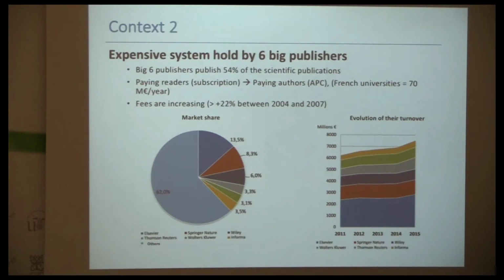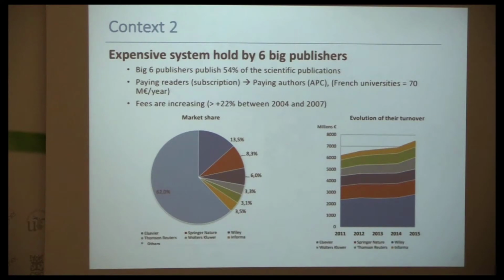And the point is that the fees are increasing. There was a plus 20% between 2004 and 2007. And here you can see the latest, between 2011 and 2015. There is a huge rise of the turnover of the big 6 companies.